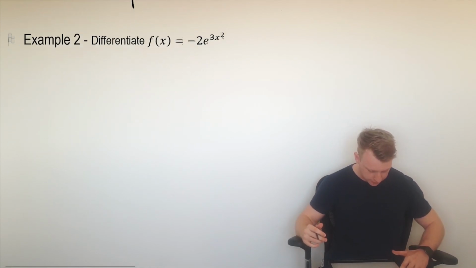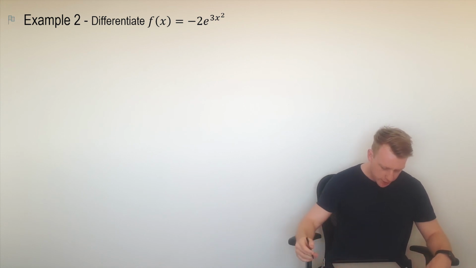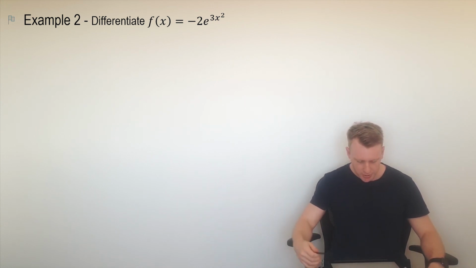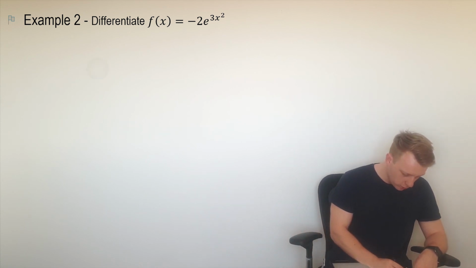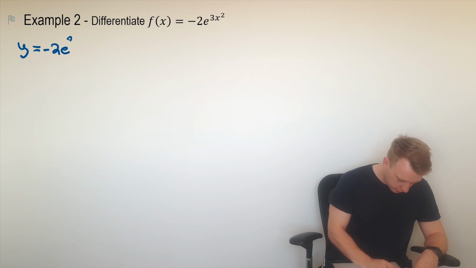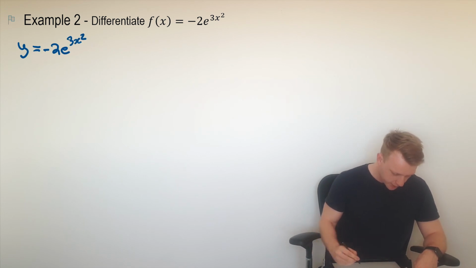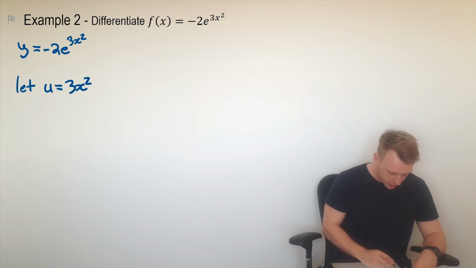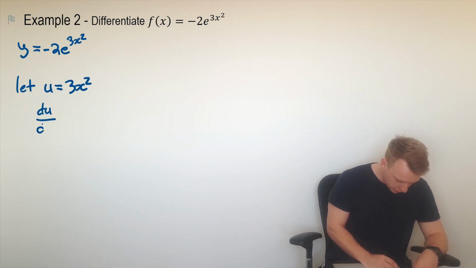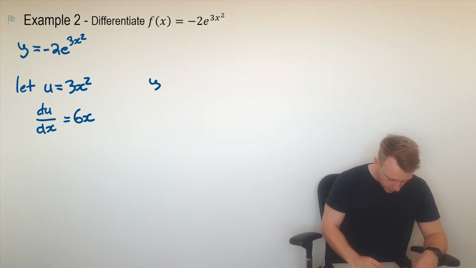Let's look at another one. So I've got here, differentiate negative 2e to the power of 3x squared. No different, I'm just going to utilize the chain rule. So I've got negative 2e to the 3x squared. I'm going to let u equal the stuff in the power. And I can differentiate that with respect to x. I know that's just going to be 6x.